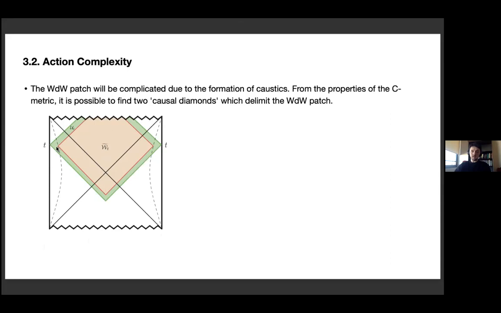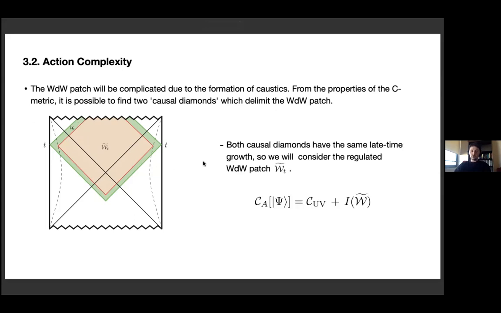The internal manifold doesn't really factorize in the symmetry because of the conformal factor. But the idea is that the real Wheeler-DeWitt patch will lie in between these two regions. We were able to show in the paper that both causal diamonds have the same late time growth of action, and therefore the real Wheeler-DeWitt patch will also have the same late time growth of action. So we are not precise enough to talk about the value of the action. We can just focus on the late time growth and focus on the red diamond, which looks like adding some infrared regulator in the bulk.